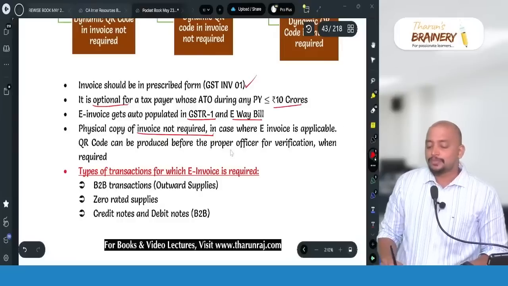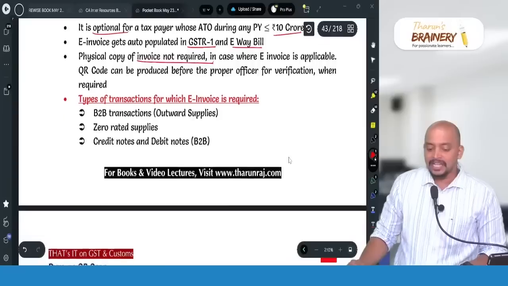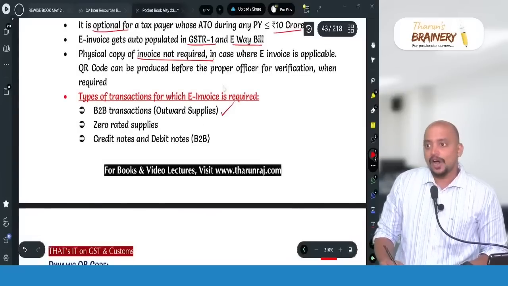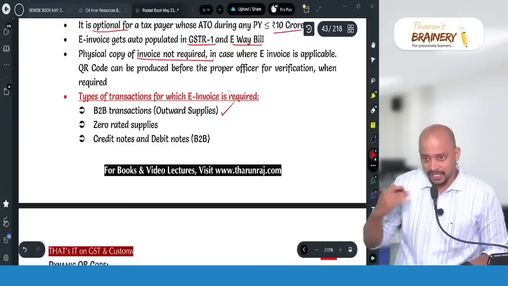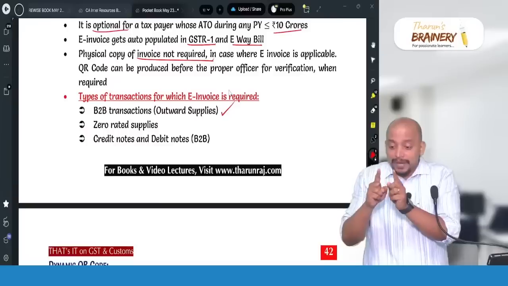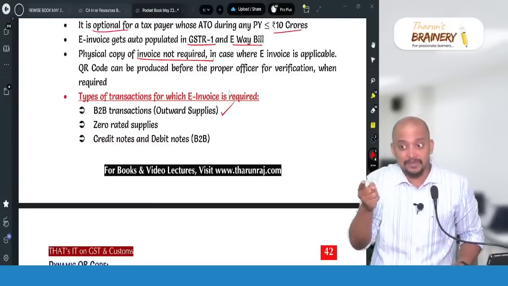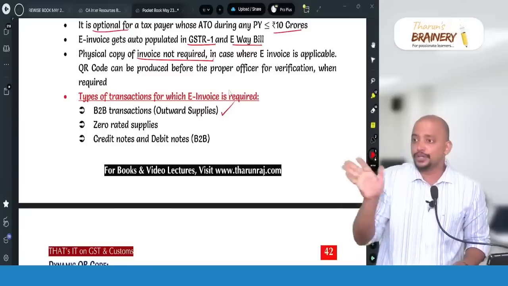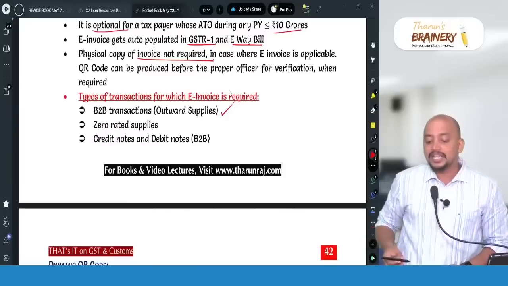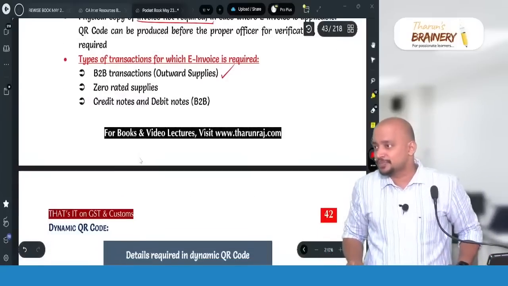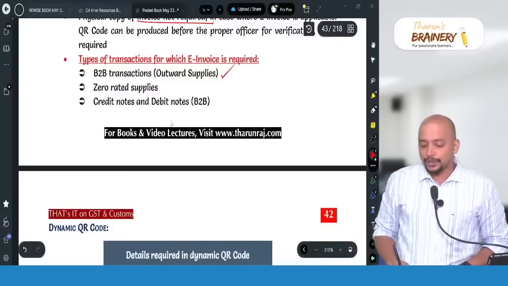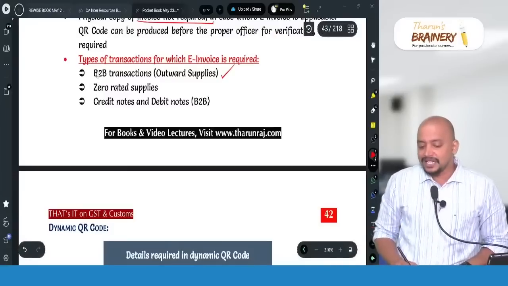And the QR code can be produced before the proper officer for verification. Type of transaction for which e-invoice is required? Outward supplies. All outward supplies. For inward supplies, e-invoice is not required, only for outward supplies, because we have seen one place where the invoice is prepared by the recipient to the supplier in case of RCM when the supplier is unregistered. There we don't have to prepare e-invoice, because only for our outward supply e-invoice is required. Then zero rated supplies, that is export of goods or export of services, supply of goods or services to SEZ. Then debit notes and credit notes. So for these only we need e-invoice.